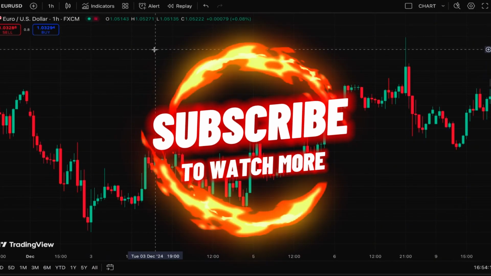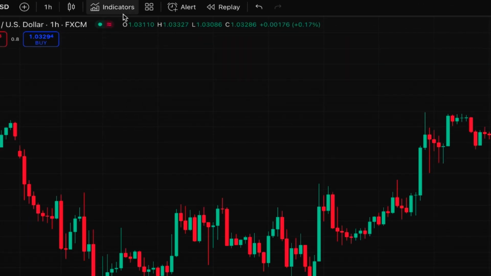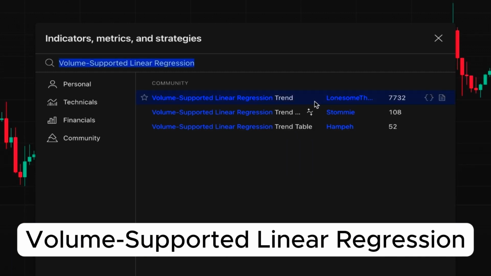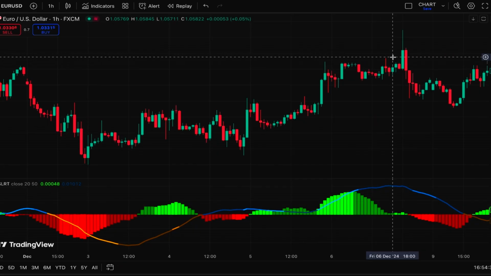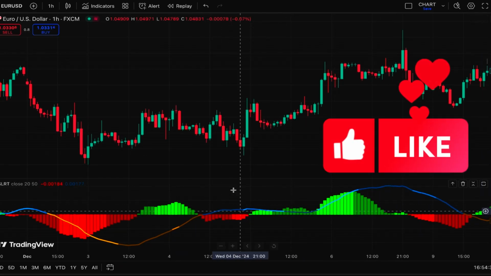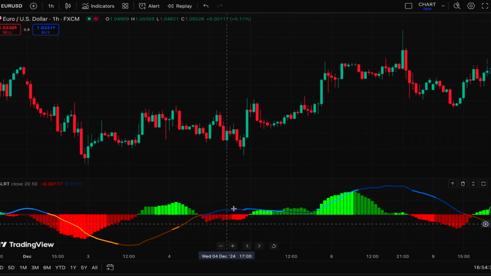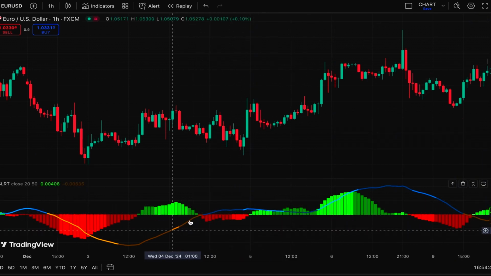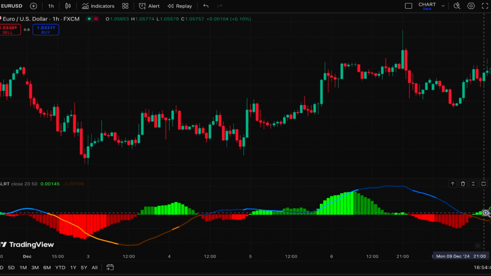To add this amazing indicator to our chart, here we click on indicators and we search volume supported linear regression. This one, which is written by someone named Lonesome the Blue. Alright, this is the indicator, and as you can see, it is added here below the chart. It is actually an oscillator, and you can see that we have a line and a histogram that are moving above and below the center line, which is 0.